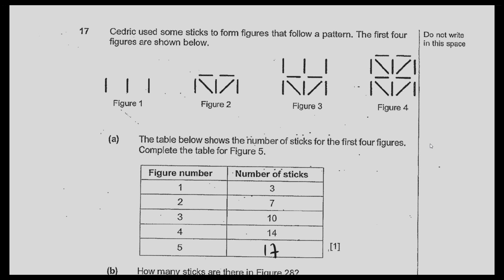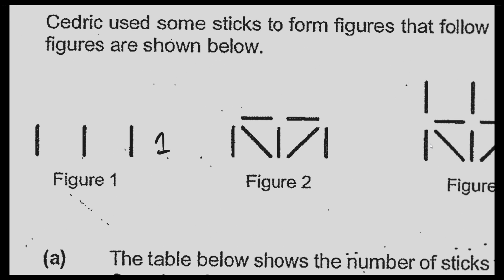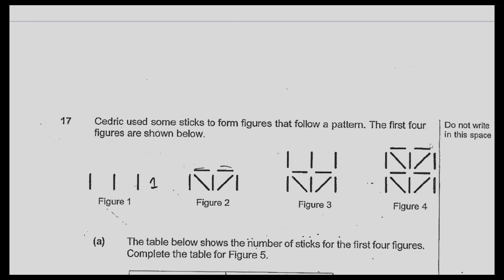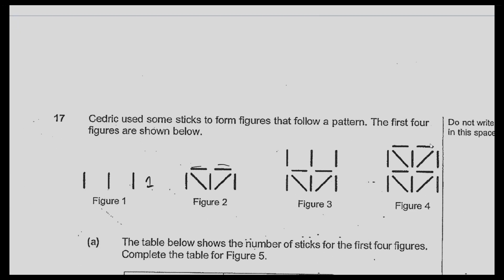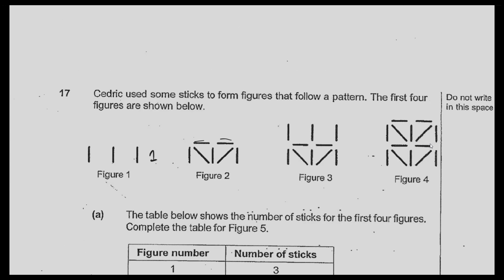The table below shows the number of sticks for the first 4 figures. The pattern question, quite usual in PSLE for the last question, right? So we see that figure 1 has like the first layer, figure 2 is like the second layer with this sort of support. It looks like it's building some sort of tower, right? And yeah, it just continues up and up, right?